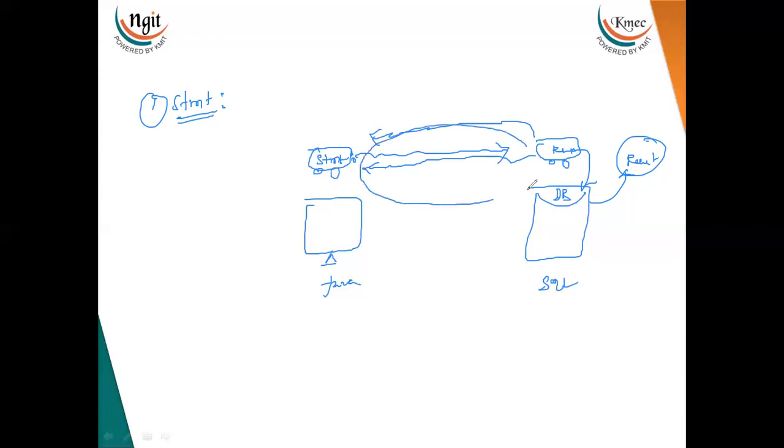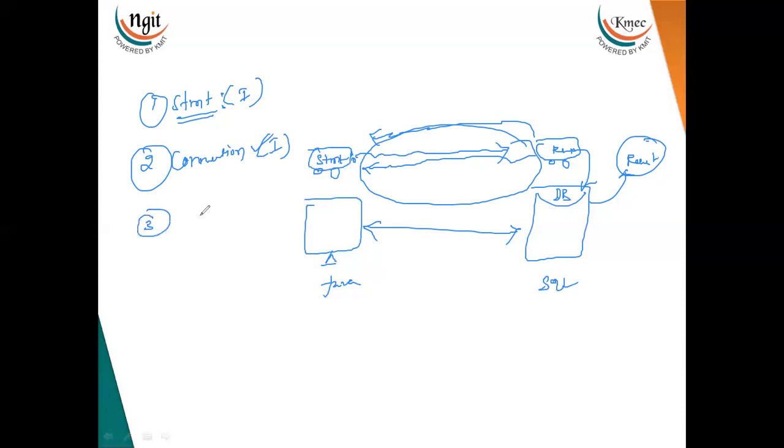Then, sir, who will establish the connection from the Java application to the database? To establish the connection, we need the Connection interface. The role of the Connection interface is to establish the connection from the Java application to the database. That is the purpose of the Connection interface. But Statement is also an interface, Connection is also an interface, right?